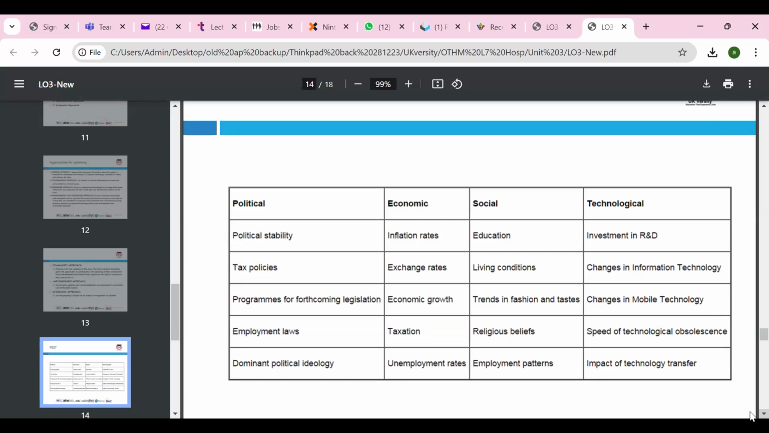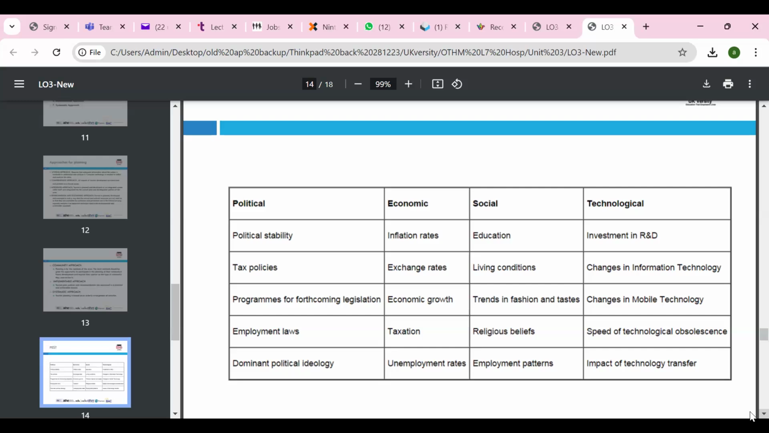We have to look at the inflation rate in the UK, because we can consult the ONS website, which is the Office for National Statistics, exchange rate, economic growth, taxation, and unemployment rate. Those we need to look at. At the moment it is 4.3% in the UK. So these factors have a huge impact on our overall plan.